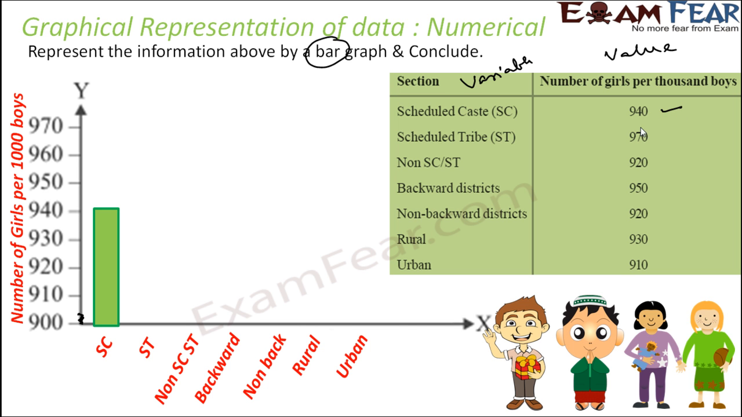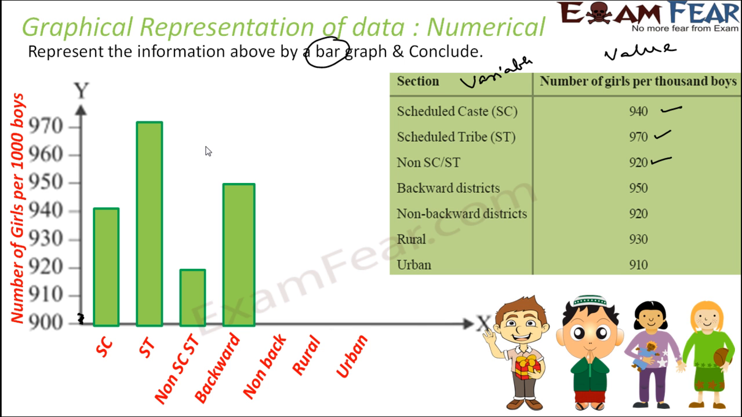I'll first draw a bar of height 940 for SC, then a bar of 970 for ST, then a bar of height 920 for non-SCST. Then a bar of height 950 for backward district, and a bar of height 920 for non-backward district. Then a bar of height 930 for rural, and urban at 910 height. So this height is 910, and similarly this height is 930.